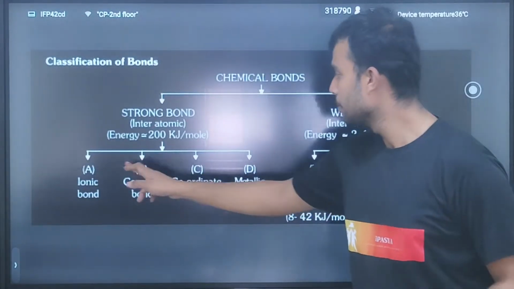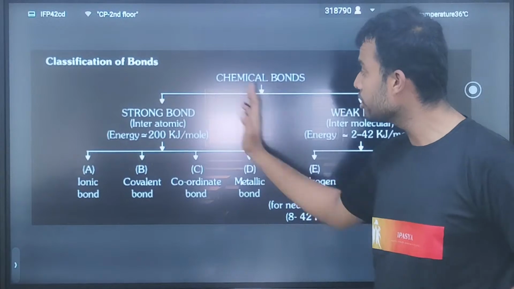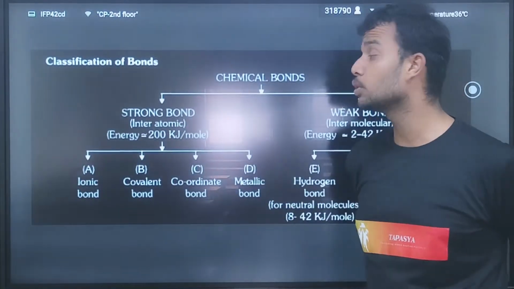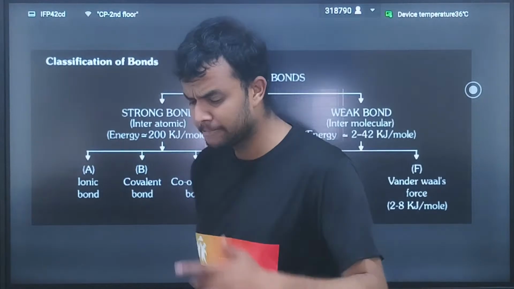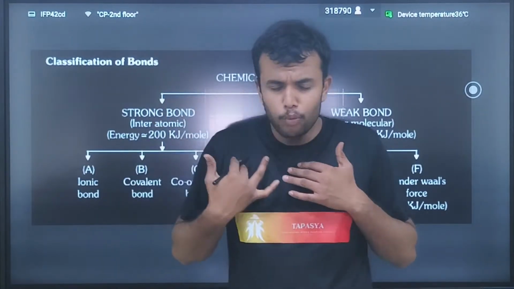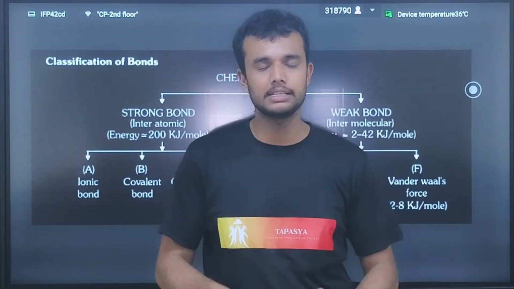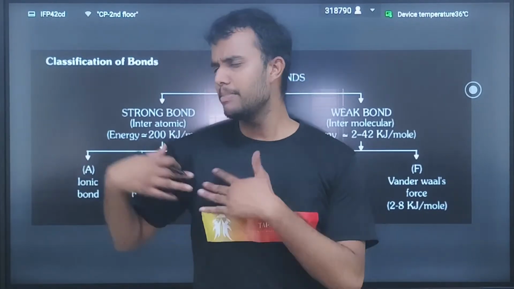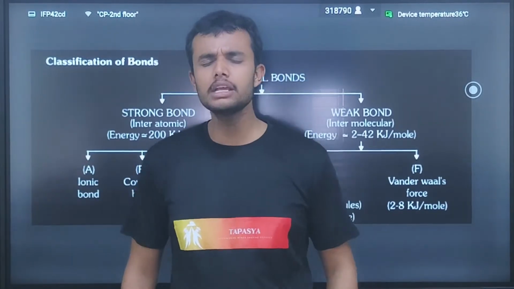Now, this is the type of bond. You know mainly ionic and covalent, but we actually classify bonds as strong and weak. Strong means energy more than 200 kJ. Very simple. We have one best friend, for example, just take X. X is my best friend. Me and my best friend, the bond is very strong.